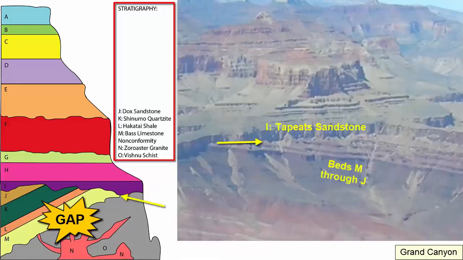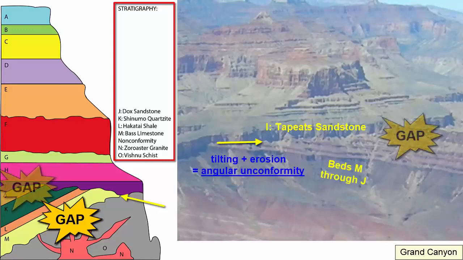The contact between J and the rocks above, I, is also irregular, indicating erosion. Furthermore, the rocks below the contact are at an angle to the ones above. Here is where we see evidence of a tectonic event that tilted the rocks, after which the area was eroded flat and deposition began again with I. So between J and I we have an angular unconformity.